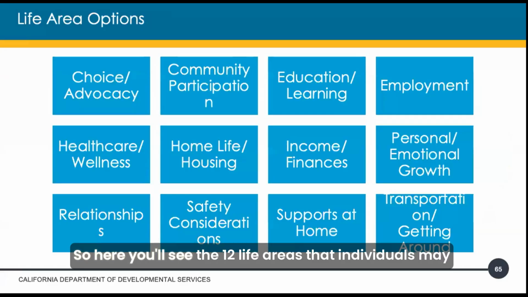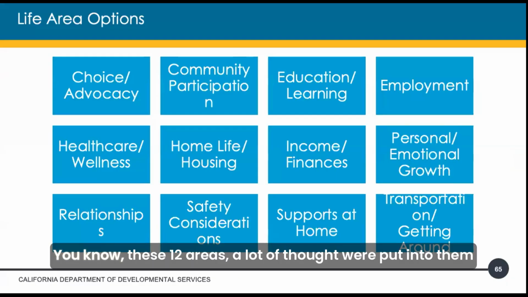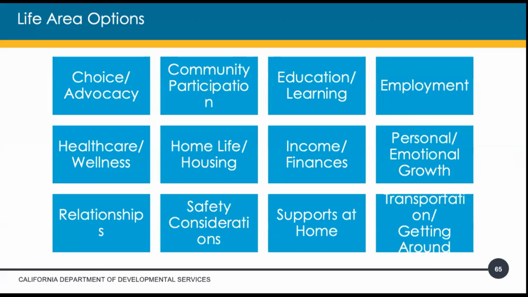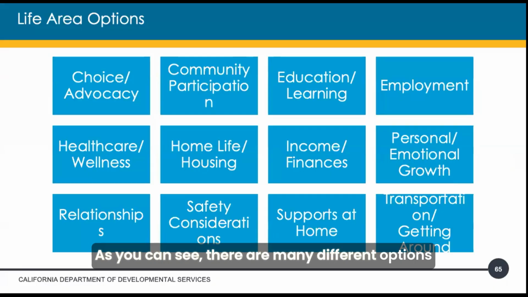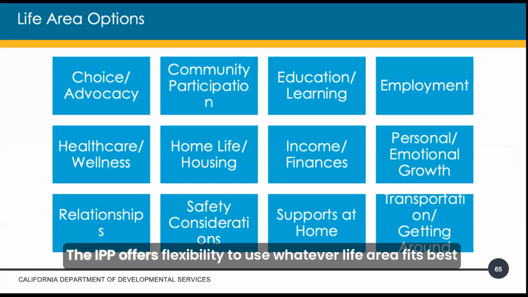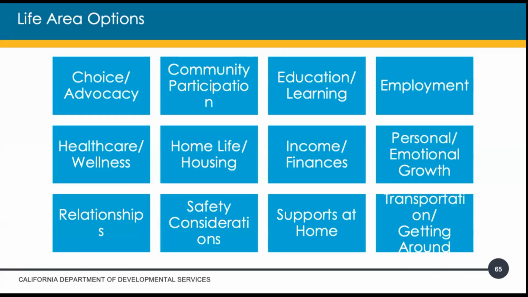So here you'll see the 12 life areas that individuals may choose to include in their IPP. A lot of thought went into these 12 areas to make them flexible enough. So, you have things like choice and advocacy, employment, healthcare, relationships, transportation. As you can see, there are many different options and areas that an individual can focus on and create goals for. The IPP offers flexibility to use whatever life area fits best within the desired goal and the services needed to meet those goals.